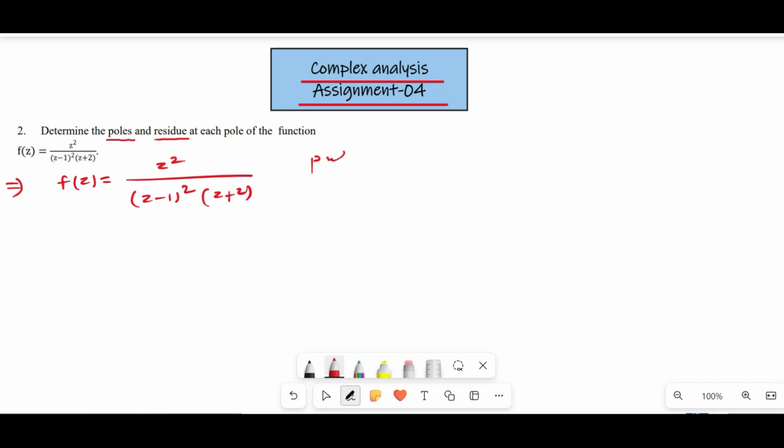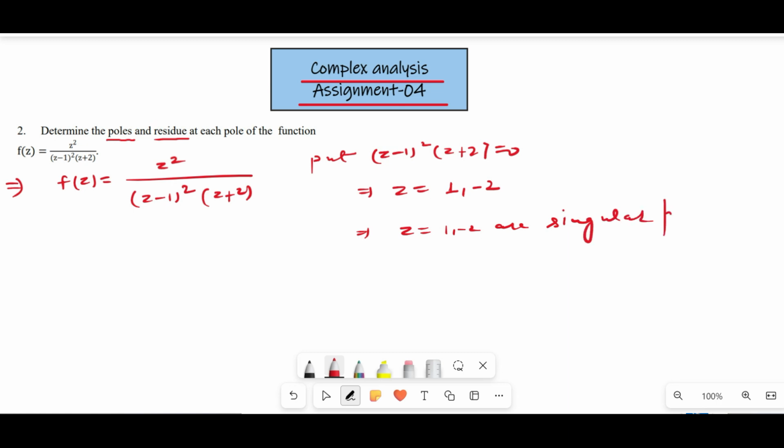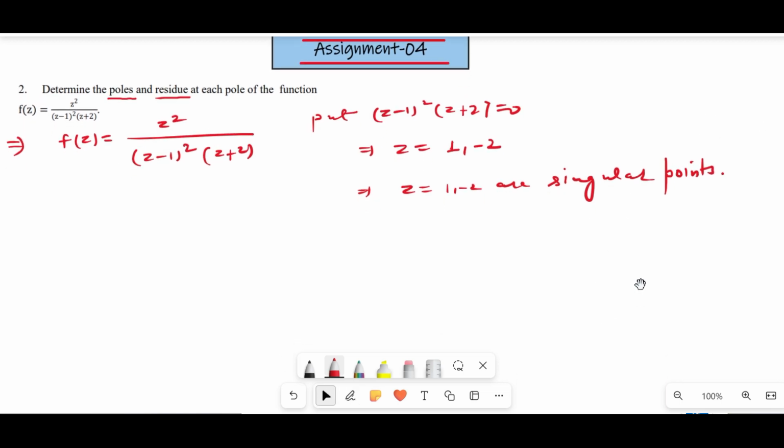First of all, we need to put the denominator (z minus 1) whole squared times (z plus 2) equal to 0 to find singularity. It implies the value of z is equal to 1, minus 2. These are the singular points. So now we need to check the nature of these singular points.